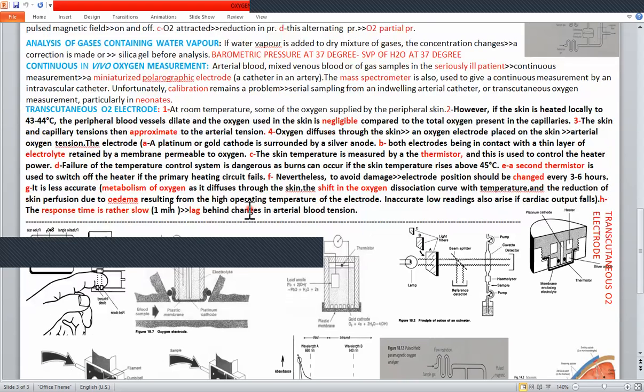And we must keep in mind the problem of the metabolism of oxygen, which of course takes some oxygen, and this heat shifts the oxygen dissociation curve. The edema induced by this heat, of course, can affect the results. And whenever there is, of course, a decrease in cardiac output, the results will be affected. The response time is slow, 1 minute, and there is, of course, a lag behind changes in the arterial blood tension.